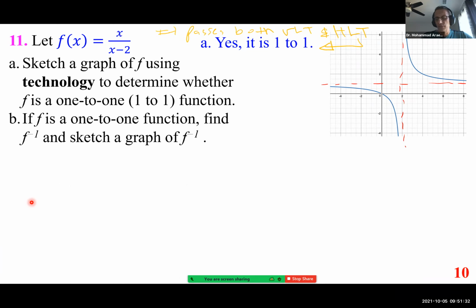Okay, so that's what we are going to do in this step. First and foremost, we call f of x y, and now we interchange x and y. So this becomes x, this becomes y. And now we want to solve. Remember, right here we have the inverse, but we always solve for y. So we do the cross product here. So this becomes xy minus 2x equals y.